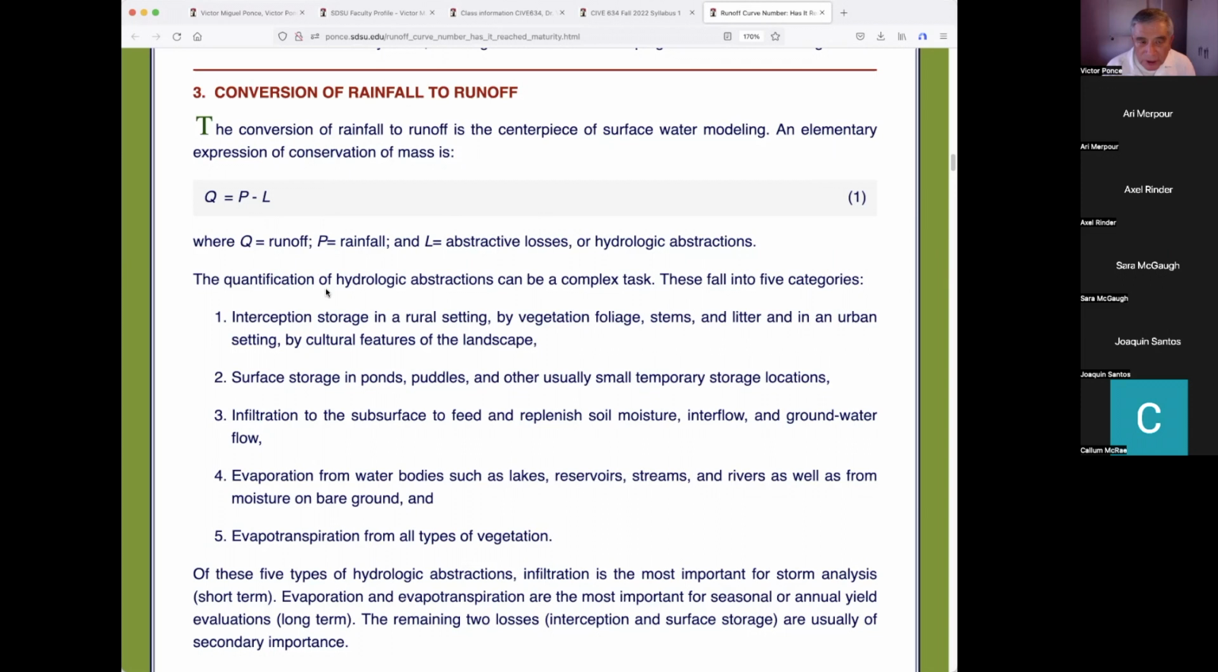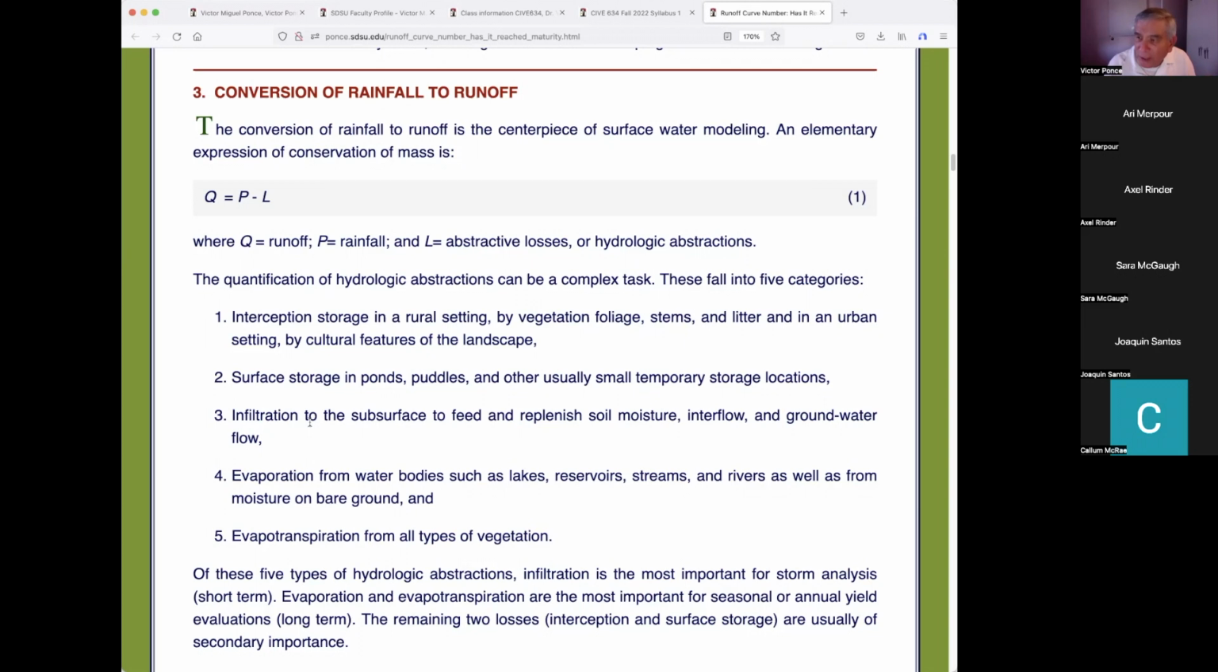The quantification of the abstractions can be complex. These fall into 5 categories: interception in the leaves, surface storage in ponds and puddles, and infiltration into the surface, which is temporary, because eventually the infiltrated water, after a long time, after a month or two, either comes back out through the plant, through the roots, or it goes into the base flow. But that takes time, and that's why we say this equation has to be interpreted on both a short-term basis and a long-term basis.